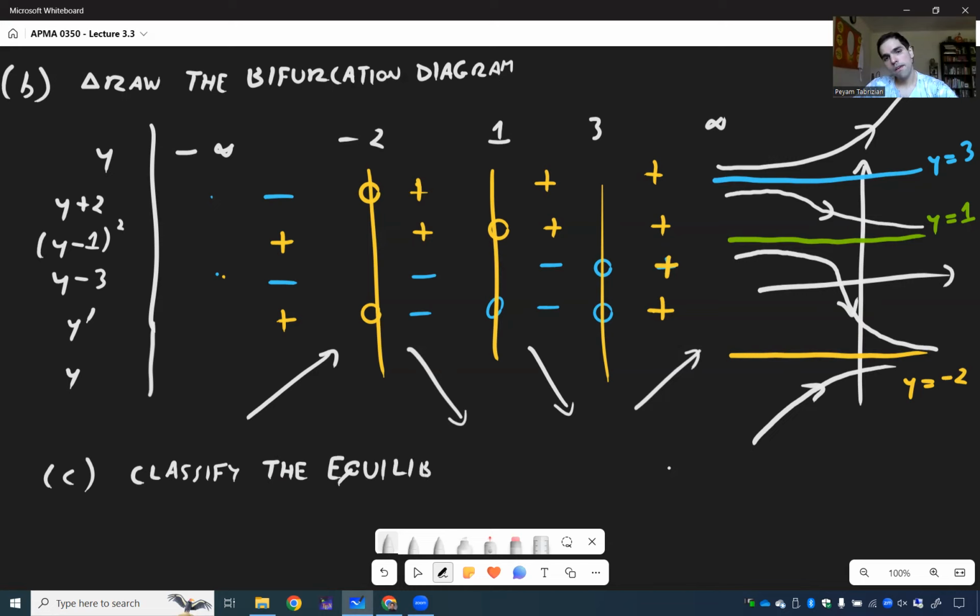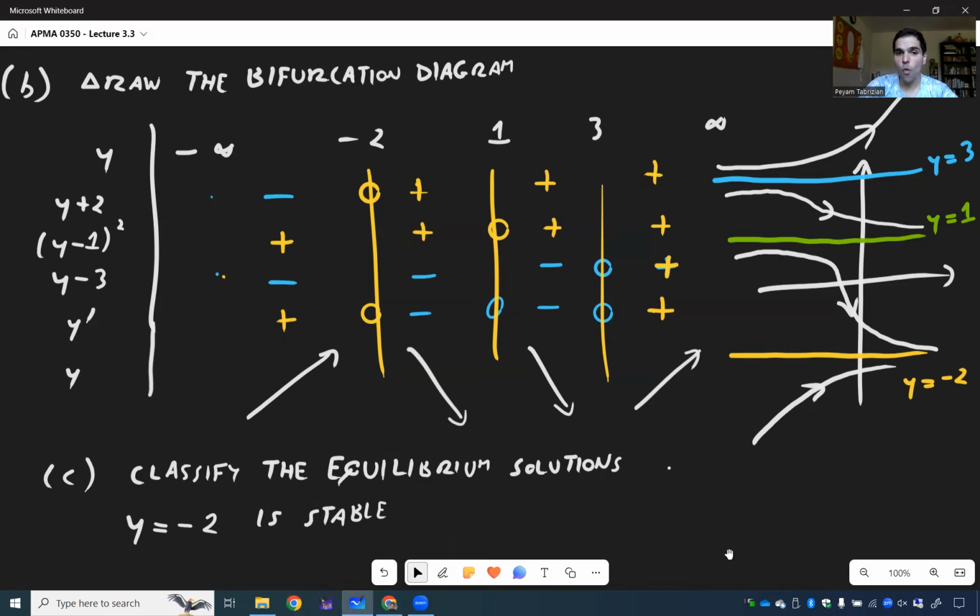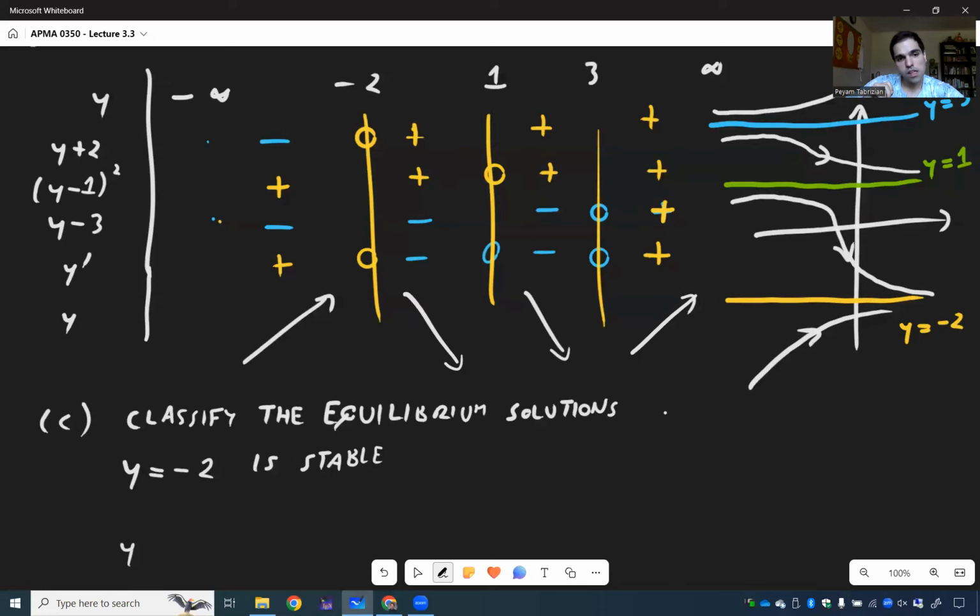Equilibrium solutions. By the way, on an exam, I would tell you those 3 steps. I wouldn't just tell you do a qualitative study. Okay, now let's see what happens. Well, what about -2? It looks like solutions are going towards -2. So y equals -2 is stable. Well, 3 is unstable because solutions go away from it. Unstable.